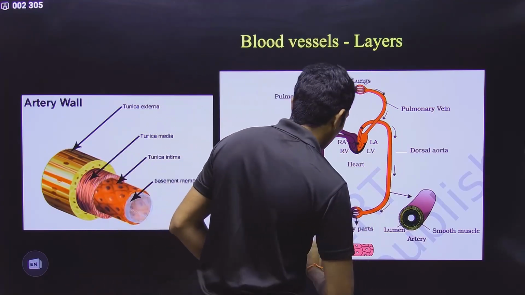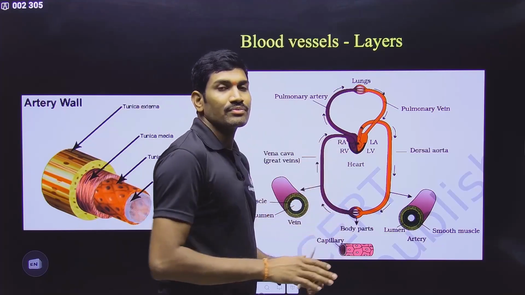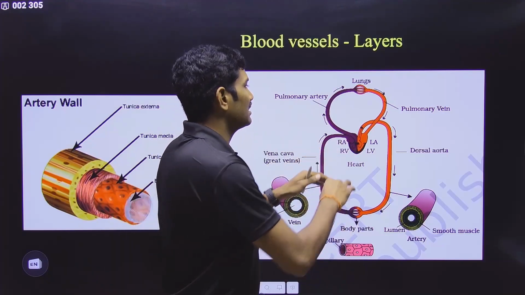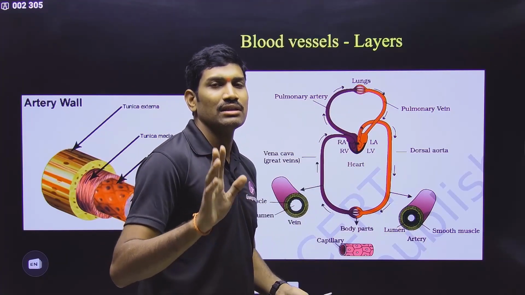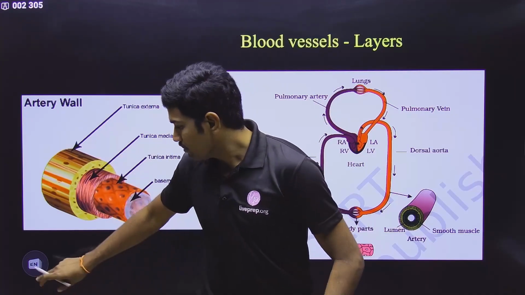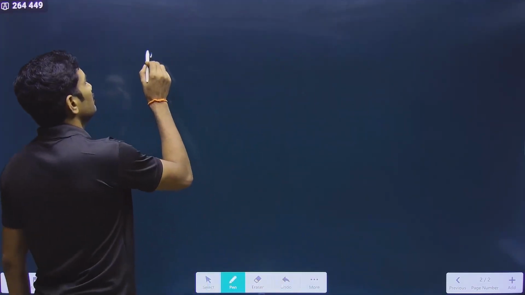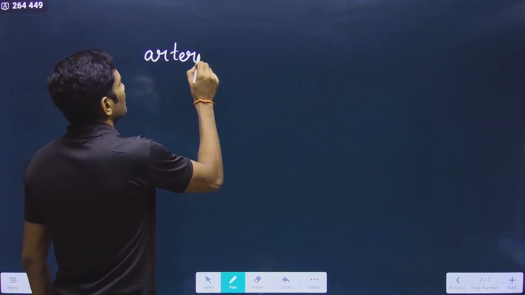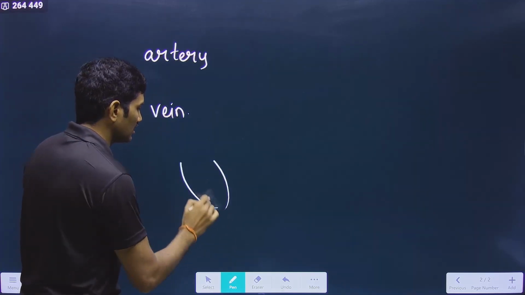Now what is the definition of artery and vein? This is also very important. Already I told you. What are arteries? The blood vessels that are carrying blood away from the heart are all called arteries. Please remember here. We will go with some general information. Artery and vein, what are they actually doing? Suppose this is the heart.